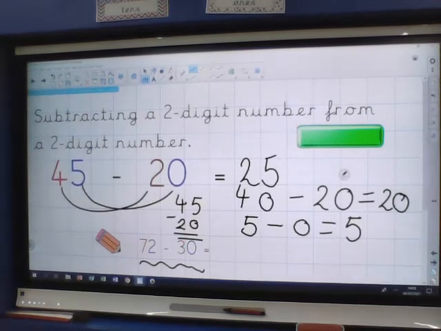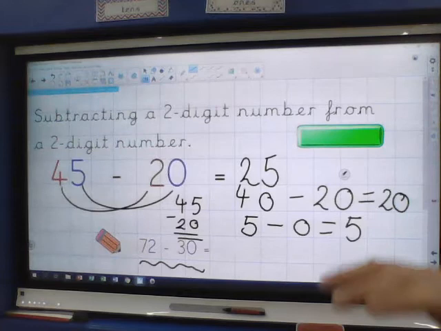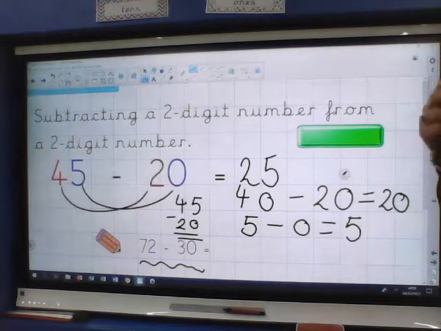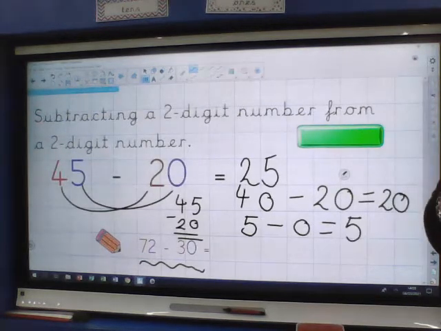So on your whiteboard, have a little go at 72 take away 30. So our 10s are 70 and 30. So we'd start off with 70 subtract 30. And then 2 take nothing away. So have a look on your whiteboard. And it's our last day today, year 2, our last big push. So give it all you've got.